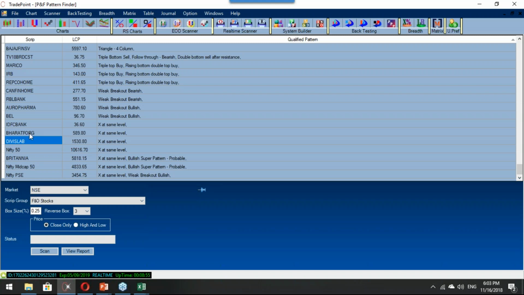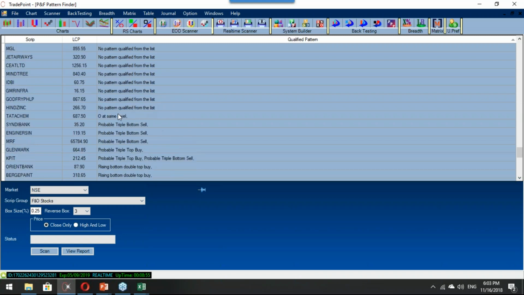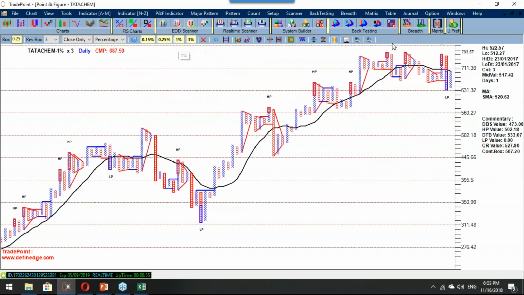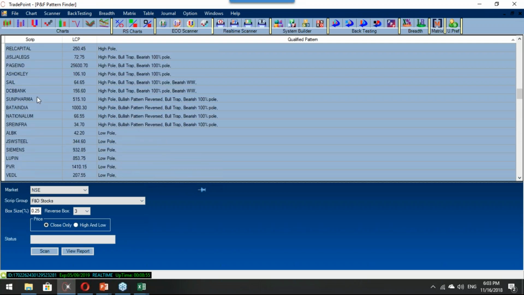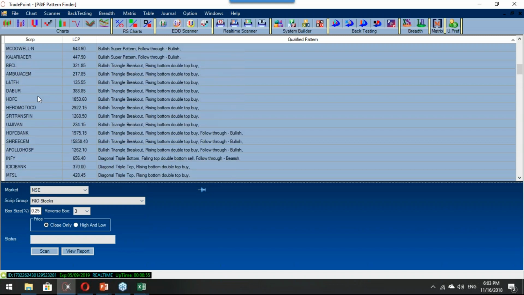Nifty 50, okay, Divi's Lab, Bharat Forge, and IDFC Bank. These are the candidates wherein the X was at the same level in 0.25% box size. And if you look at O at the same level, you only have Tata Chemicals. So if you look at the Tata Chemicals chart, the O is at the same level. So a minor fall is going to trigger a sell signal. Whether you want to take that short trade is something that you will have to decide. But the software is giving you a nice little input that you can capitalize on.